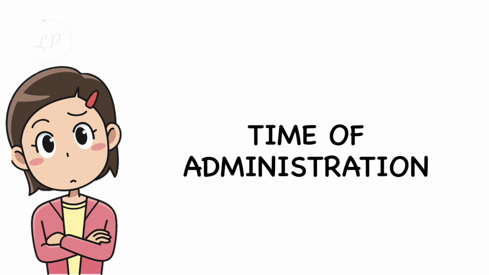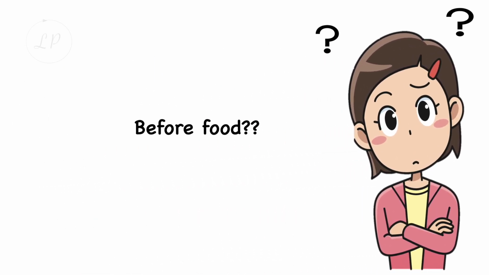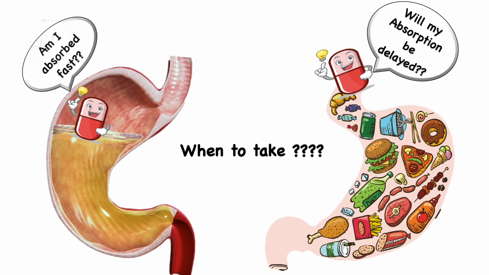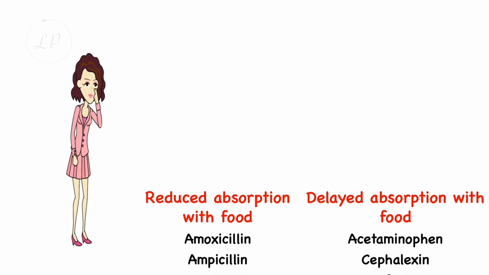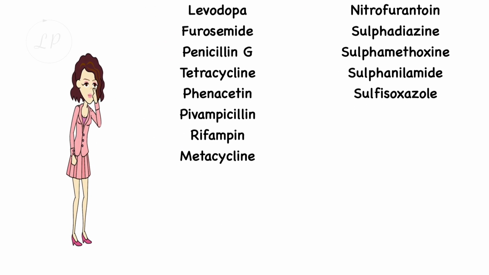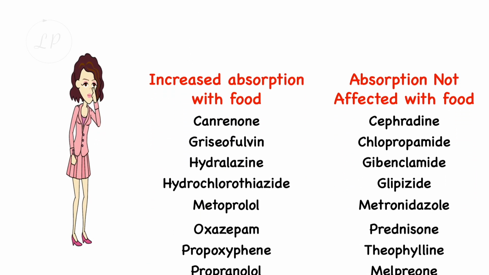Time of administration also plays an important role in drug action and dose regulation. Your pharmacist will tell you when the medication has to be taken, whether it is before food, after food, or at bedtime. It is important to know that the absorption of drugs is affected by the presence of food. These are some well-documented examples of the effect of food on absorption of drugs. Absorption of drugs can be increased, decreased, or delayed by the presence of food.